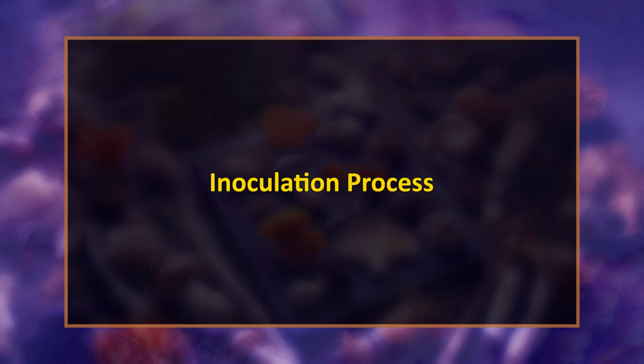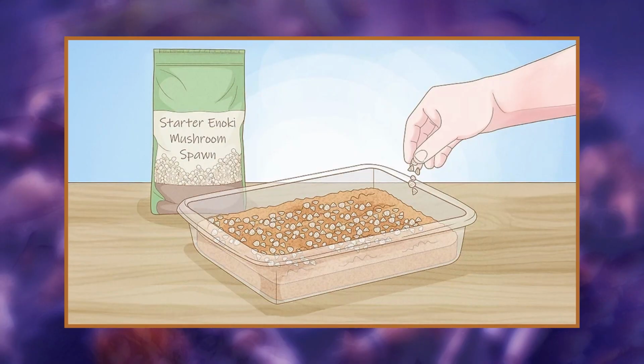Inoculation process. Mix the spawn thoroughly into the cooled substrate in a clean environment using sterile tools and gloves to ensure uniform colonization. Transfer the inoculated substrate into appropriate containers such as glass bottles, jars, or grow bags that will allow you to control the microenvironment.